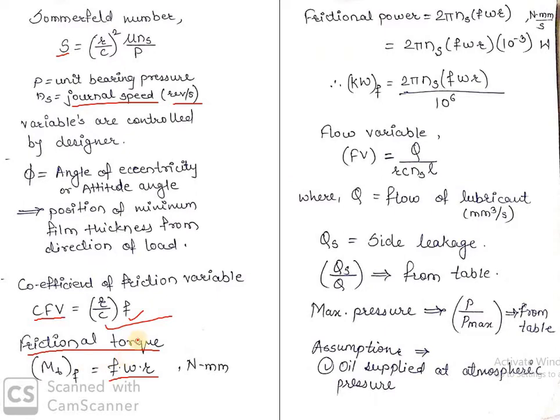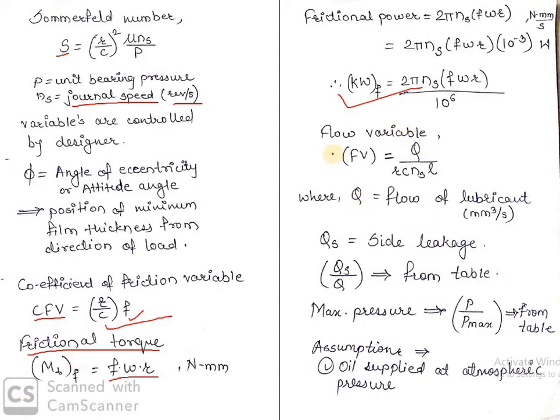Now frictional power. Once you have calculated the frictional torque, you can calculate the frictional power. That is given by 2 pi n T. Here 2 pi ns, the journal speed, and the torque is nothing but Fw f r. Now that is in Newton mm per second. So in watts you can write it as 10 raised to minus 3 watt. Again for kilowatt, you have to multiply it by 10 raised to minus 3. So the frictional power in kilowatt is equal to 2 pi ns (Fw f r) / 10⁶. This will be in kilowatt. So this is one formula.